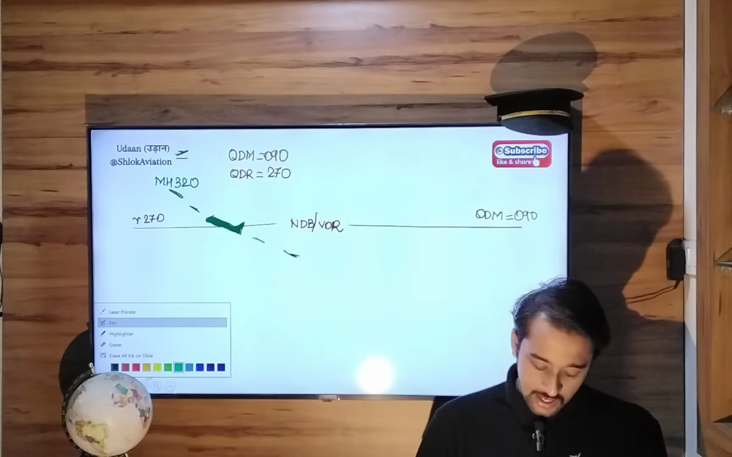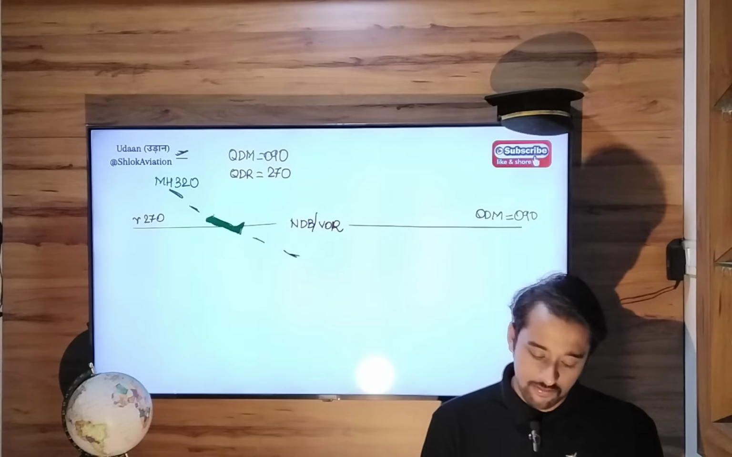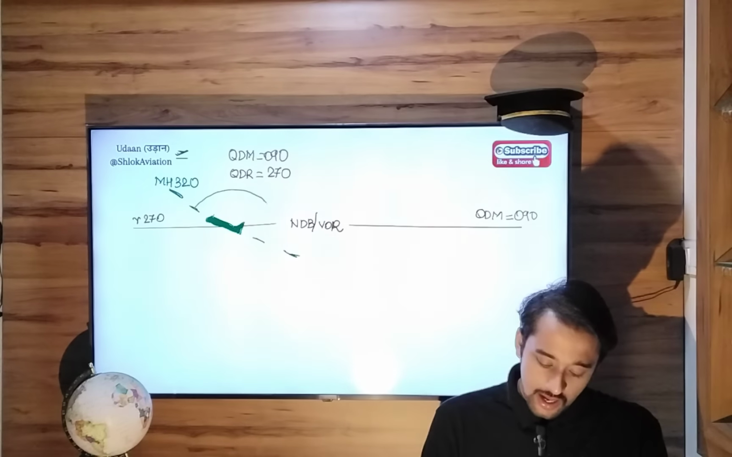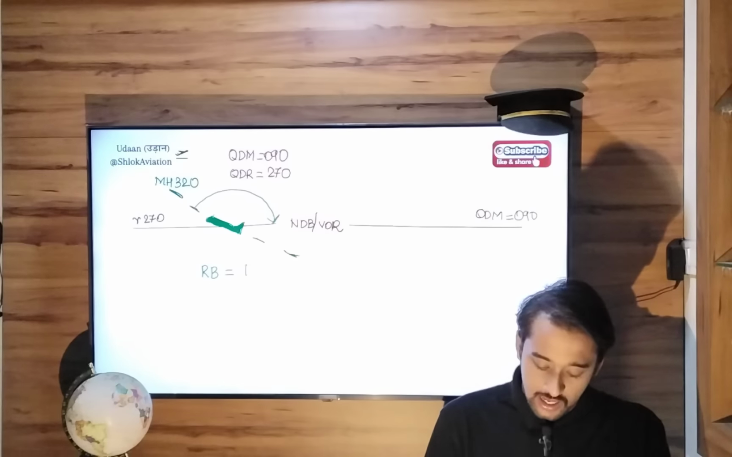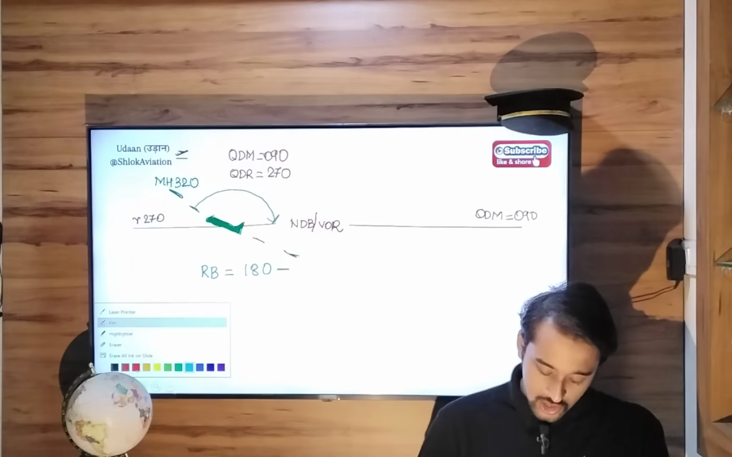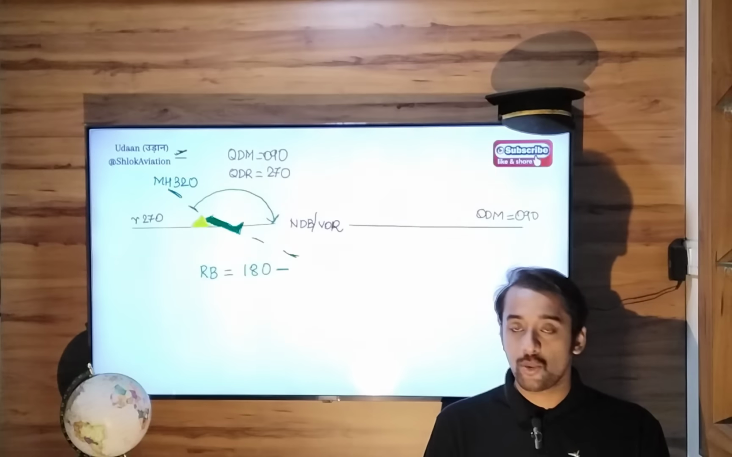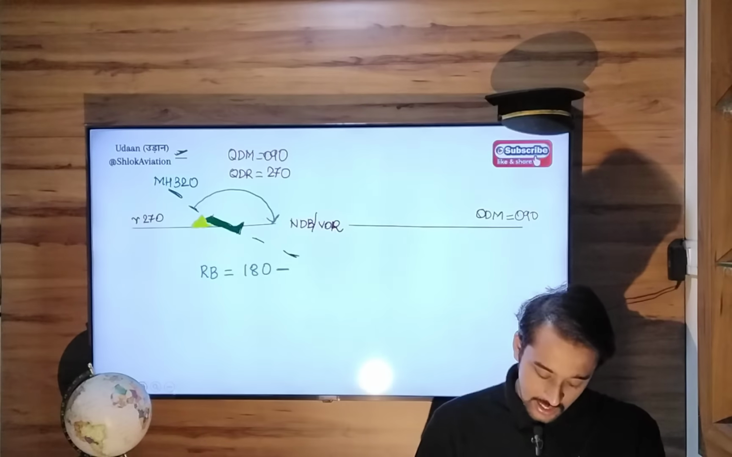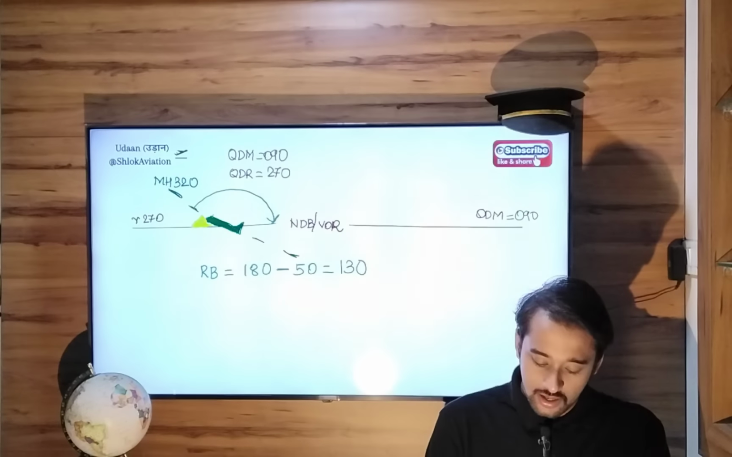Now, what is the relative bearing? It is the angular difference between your magnetic heading and your QDM. So, magnetic heading to QDM, this is how much it will be: 180 minus this angle. Now, what is this angle? It is 320 minus 270, which is 50 degree. So, relative bearing will be 130 degree.